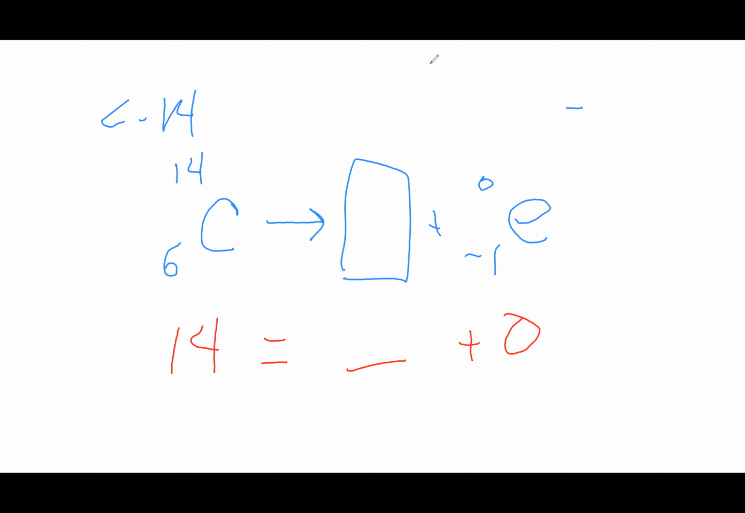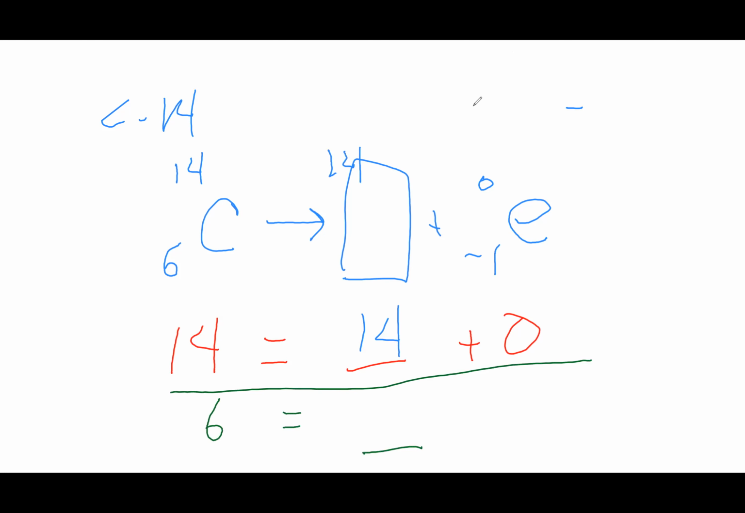What goes into the blank? Well, I'm sure you guys know 14 plus 0 is 14. So for my element that I'm trying to find, I'm going to put a 14 on the top. Then let me do the bottoms. Okay, so the bottom 6, this is the bottom part. 6 equals blank minus 1. So what should go in the blank? Well, 7 minus 1 equals 6. So I'm going to put 7 on the bottom there.